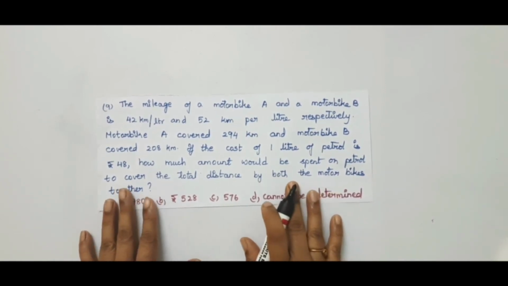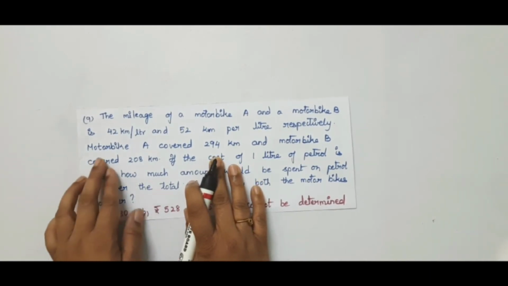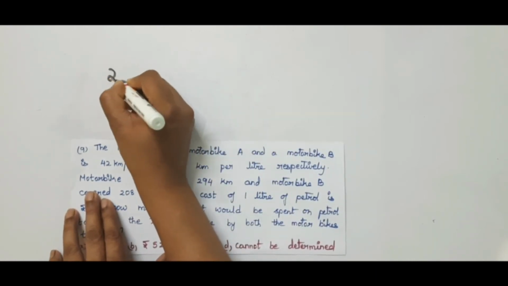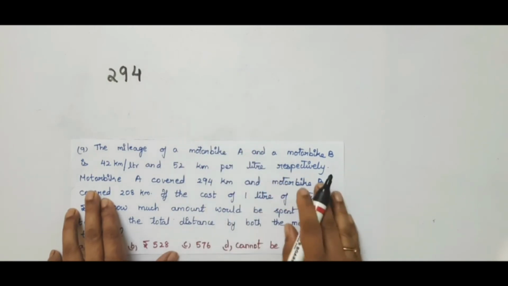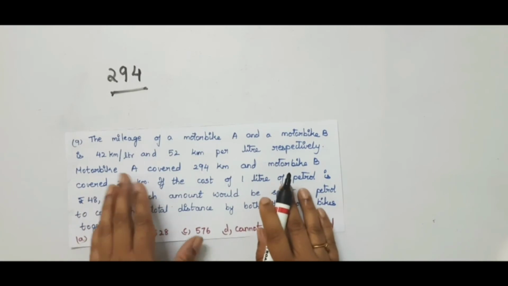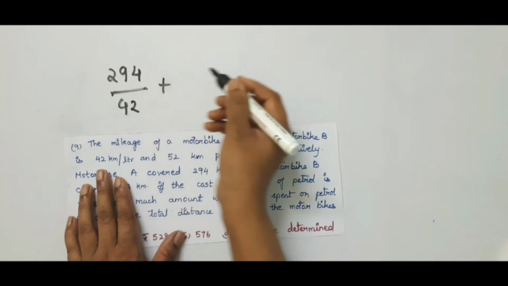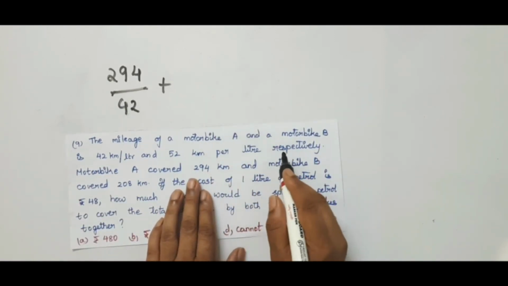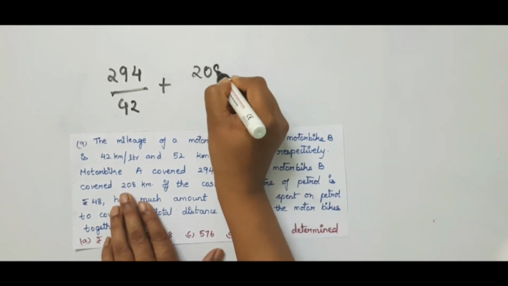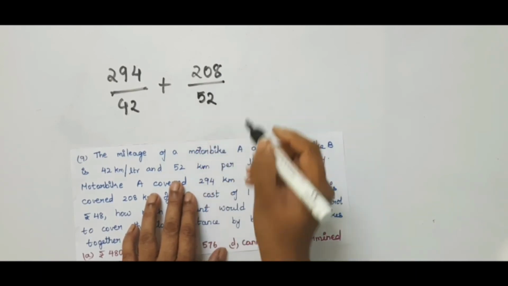So the petrol that is used by both the bikes: to get the petrol used by motorbike A, divide the distance 294 by the mileage of motorbike A, which is 42. It is a daily use problem, very easy. Plus for motorbike B we need the total as well, so plus the covered distance 208 divided by the mileage of the bike, 52 km per liter.